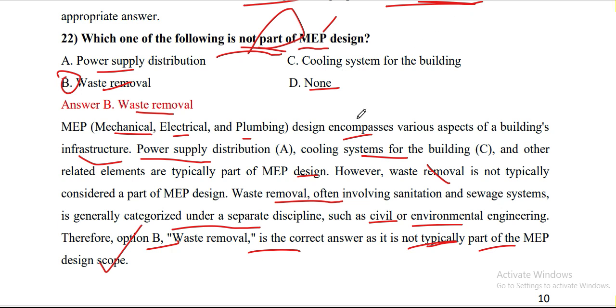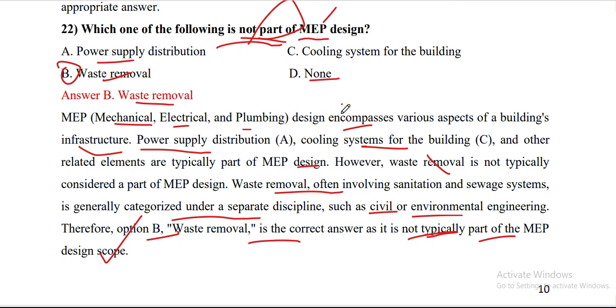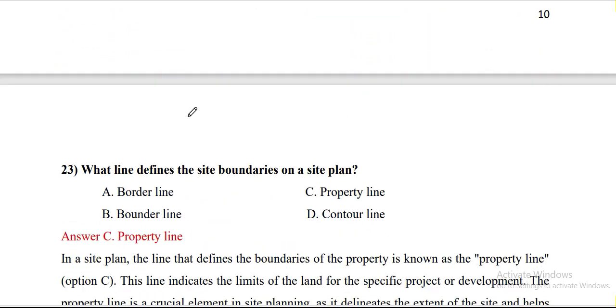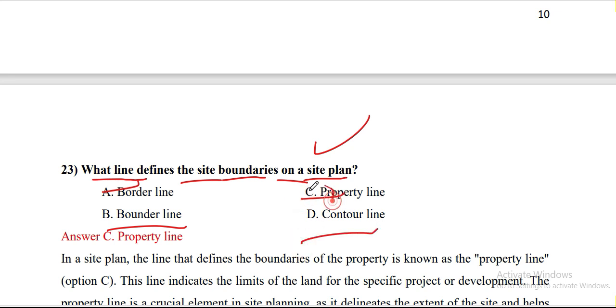Next, question number 23. What line defines the site boundaries on a site plan? A. Border line. B. Boundary line. C. Property line. D. Contour line. The answer for this question is property line, the boundary line used on a site plan.